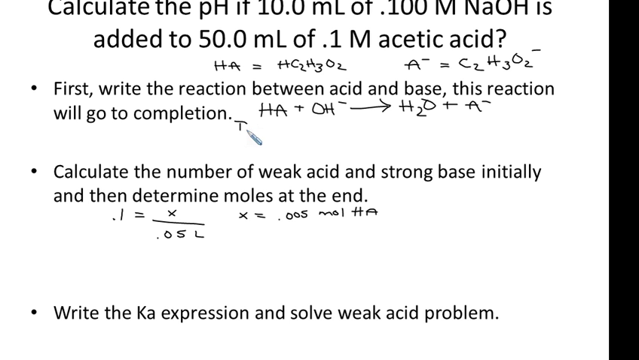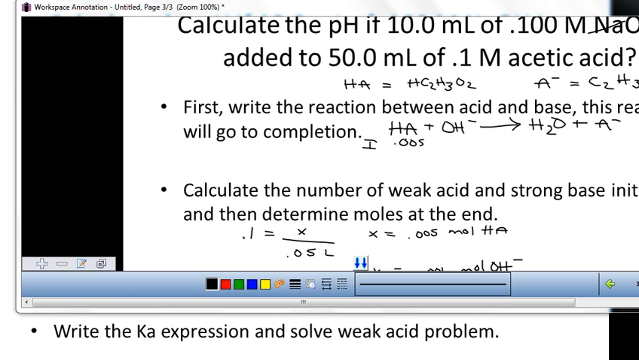Okay, so if I put that here, it's going to be 0.005. For the base, I'm going to be adding 10 mils, so that's going to go on the bottom, 0.01 liters, and the concentration of my base is 0.1. So when I solve for moles, that's going to be 0.001 moles of the hydroxide, because I know NaOH breaks up 100%, and the Na plus has no effect on the pH.